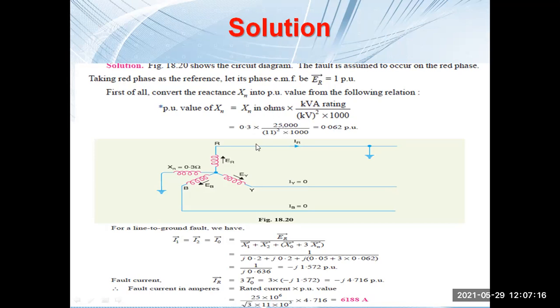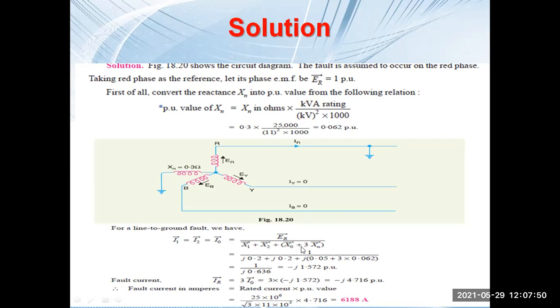Okay, so that means let us say 0.3 ohm is the ohmic value and this is 25 MVA. So this will be 25,000, and 11 kV is 11 square, and into 1000. So it will get 0.062. Now here only the change will be, there is a neutral reactance. Previously it was solidly grounded, but it is now grounded through a reactance. Now in that case, what has to be done? This neutral reactance will be taken 3 times. Okay, that we have to take.